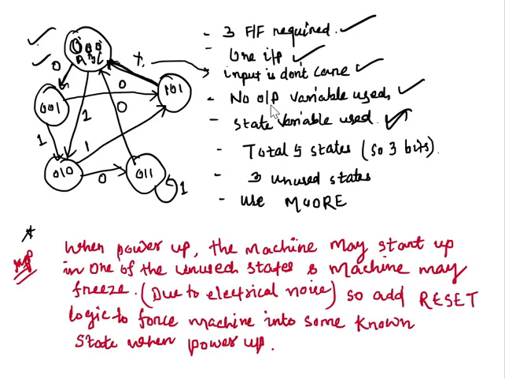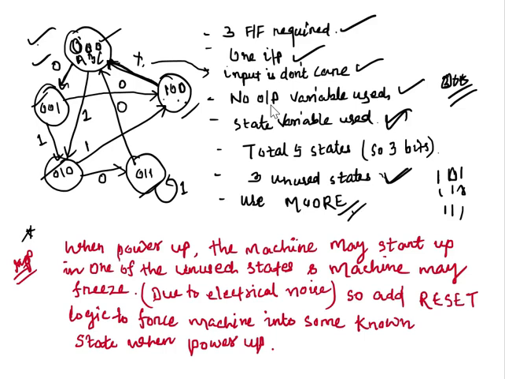Total 5 states: 1 2 3 4 5. 5 states means 3 bits is enough. With 3 bits there are 3 unused states, because we use 0 0 0 to 1 0 1. 1 0 1 means 5. So the unused ones are, let's say, 1 1 0, 1 1 1 and so on. So there are 3 unused states.